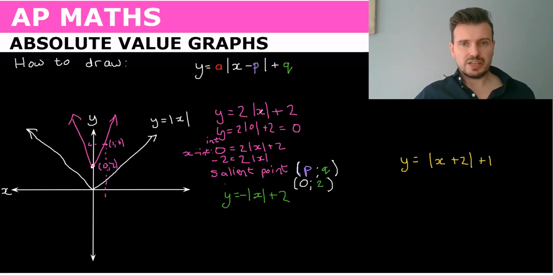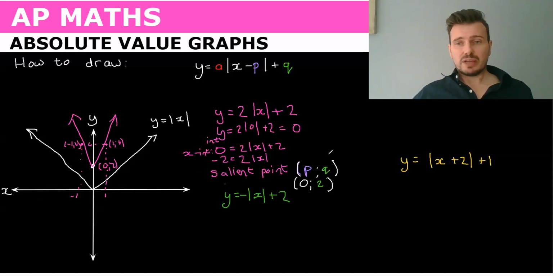Now, if we made this negative 1, it would be the absolute value of negative 1, which is plus 1. So 2 plus 2 is 4. And so we also have it mirroring, negative 1 and 4. So this point here is negative 1 and 4.